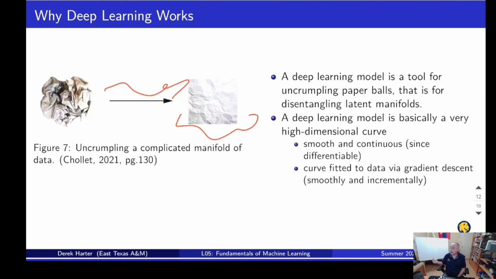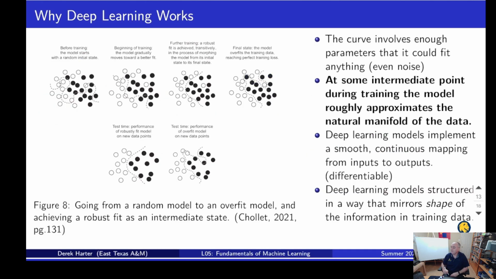Okay, so a deep learning model is basically a very high dimensional curve that's smooth and continuous. It has to be, because in order to do differentiation our curves have to be continuous so we can calculate the gradients. And we fit this smooth, continuous, high-dimensional curve onto the data via gradient descent. So we do that incrementally, but smoothly transforming it so it approximates the manifold of the data that we're trying to learn. Okay, so this is in general how and why deep learning works.